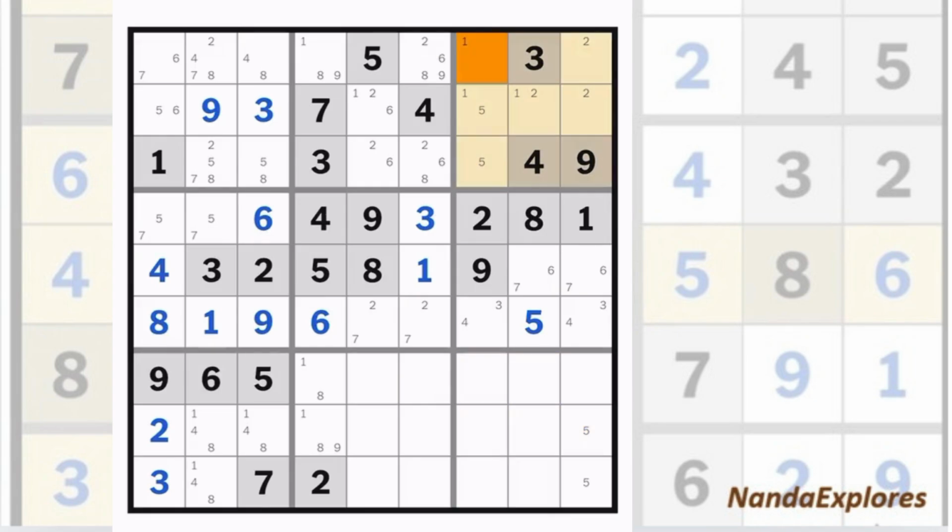Then 6. So it's a 6 and 6 here. Similarly it will be 6. 6 and 6 here, and here also 6. Then 7. So 7 and 7, and here also there will be 7. Then 8. So it's a 8, 8 and 8. Similarly it will also be 8 and 8. 9 is already there.